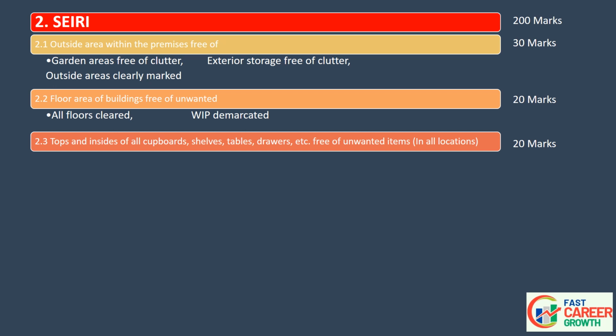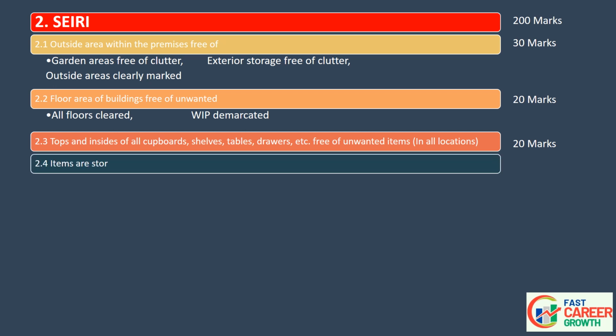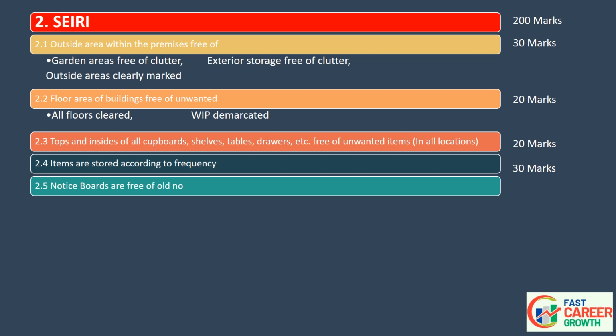Then check items are stored according to frequency defined or not. Here total points is 30. Then check notice boards are free of old notices or not. Here total points are 20.